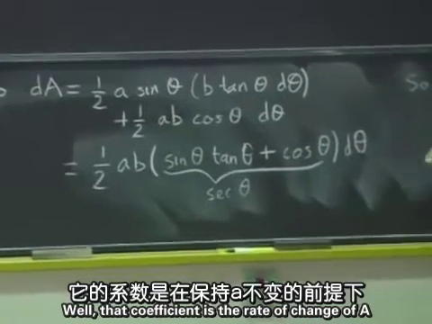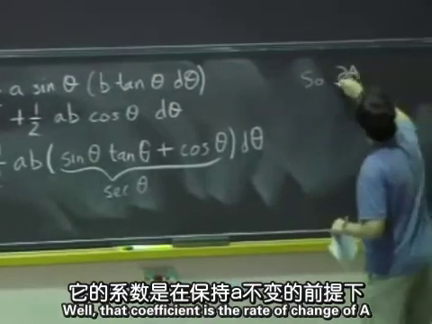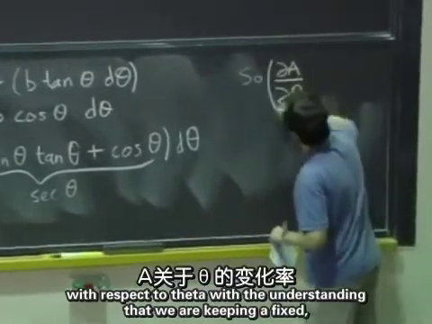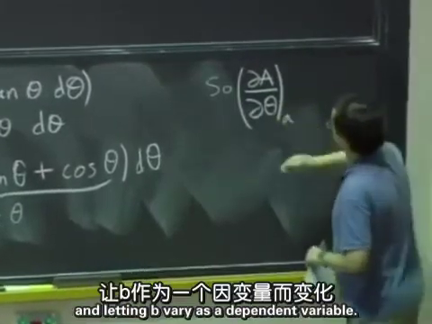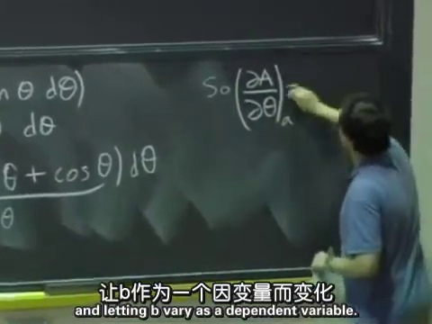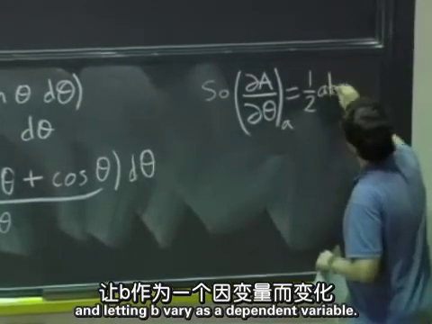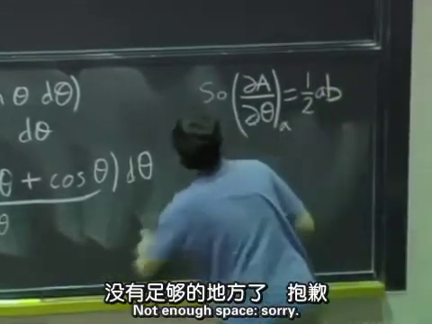Well, that coefficient is the rate of change of A with respect to theta, with the understanding that we are keeping little a fixed and letting b vary as a dependent variable. Not enough space, sorry.